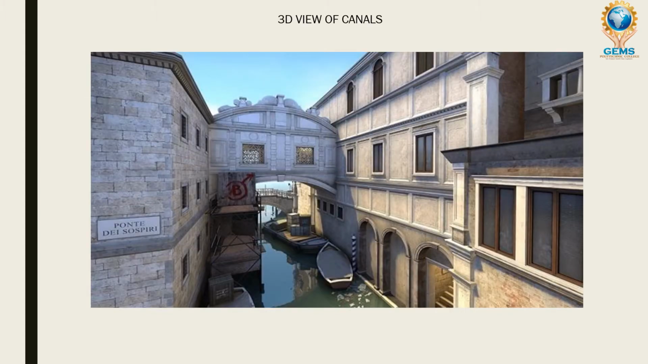People who don't have any idea about a canal, how it looks like, you can see this. This is literally a canal. This is an internal narrow canal which is present in a city. It's actually present in Venice in Italy.